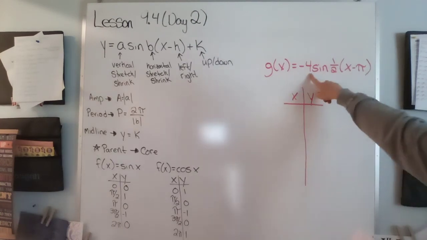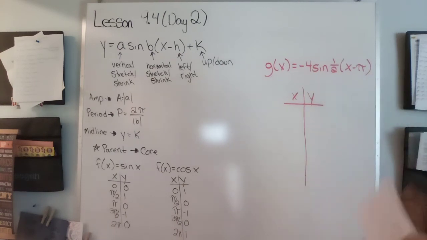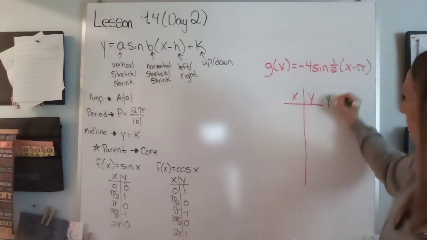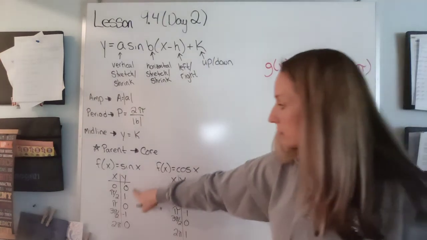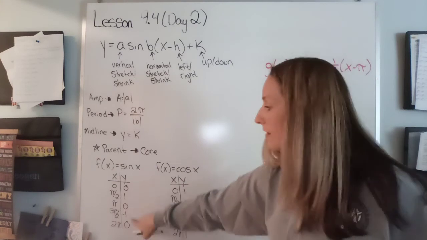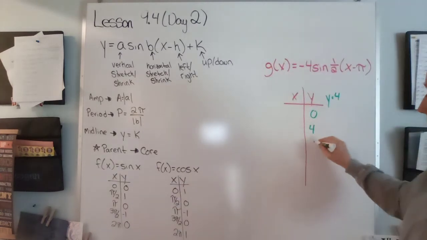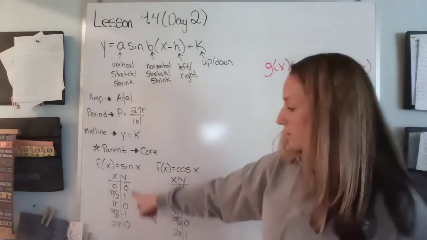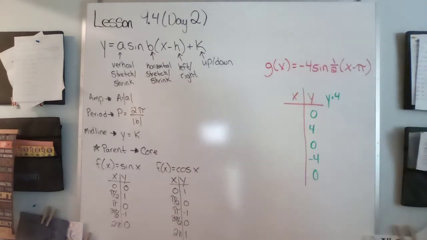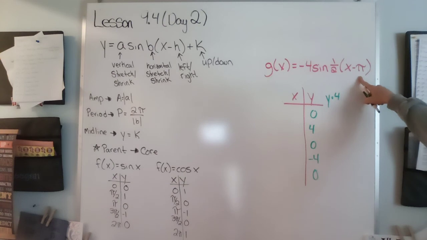The 4 is a vertical stretch by 4. There's no k value, so we're just multiplying all the y's by 4. All right. It is a sine function, so I go to the parent sine function, multiply all the y's by 4. So it's going to be 0, 4, 0, negative 4, 0. Again, I just multiplied all these by 4. Now I have to look at the b and the h value to determine what's happening to the x's.